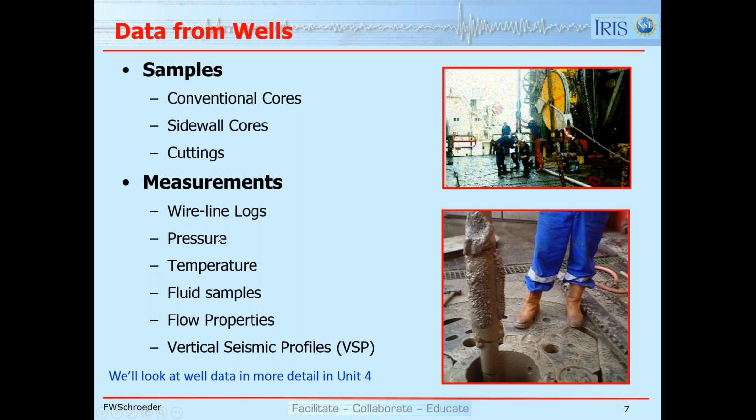In terms of well data, we can also take measurements. We do that by lowering instruments or tools down into the hole, and each of these different tools measure different types of properties. So we can get temperature data, pressure data, and we can collect fluid samples. We can get information on flow properties, and we can also get some seismic data using wells. Vertical seismic profiles, abbreviated commonly as VSPs, is something else that we can get.